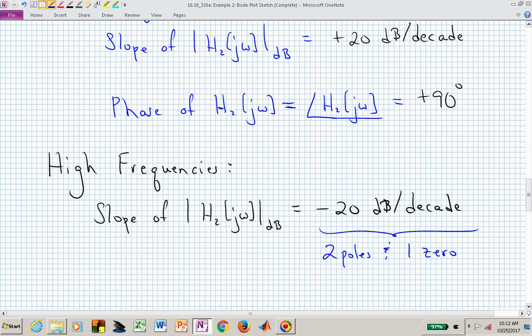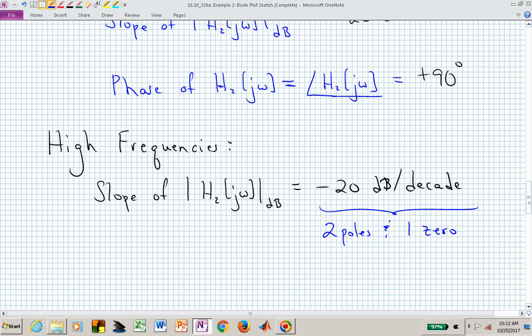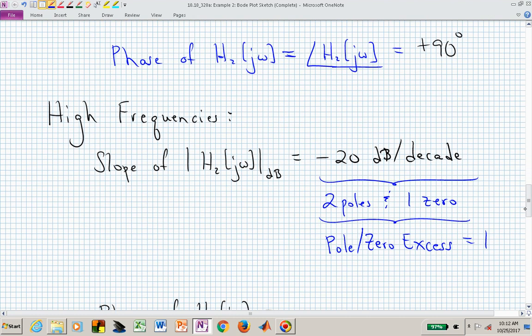And what's happening at high frequencies? Well, it's really the net effect of those singularities, or what is the pole zero excess, or how many more poles do we have than zeros? Well, we just take 2 minus 1. I think I can even do that math. So we have 2 minus 1. That gives us 1. Our pole zero excess is 1. So that effectively says at high frequencies, we have one pole that's acting.